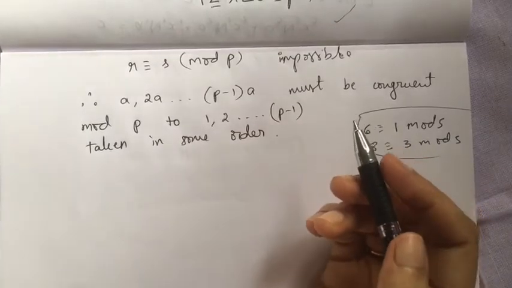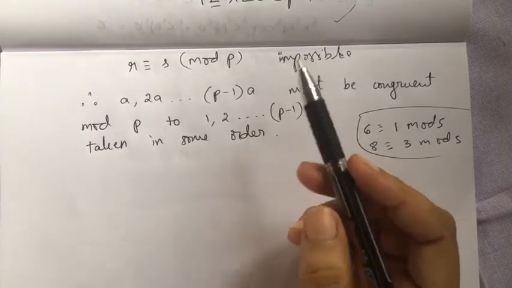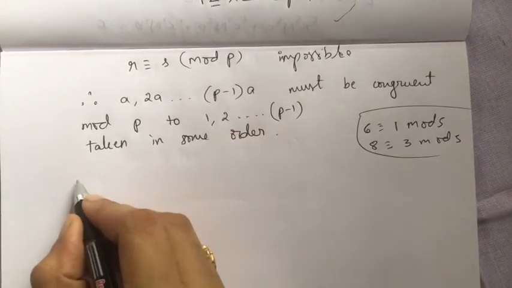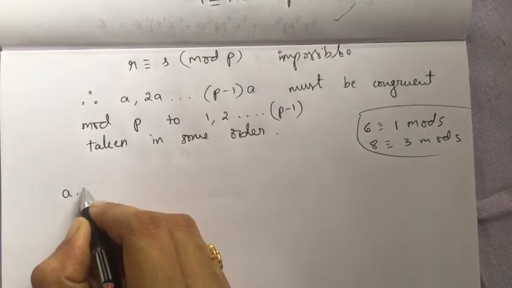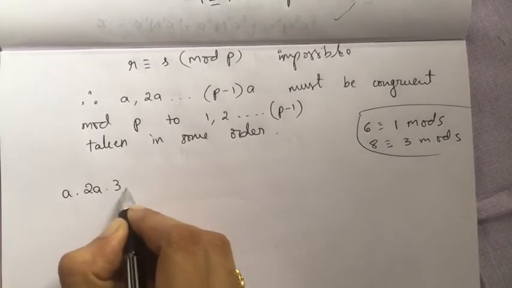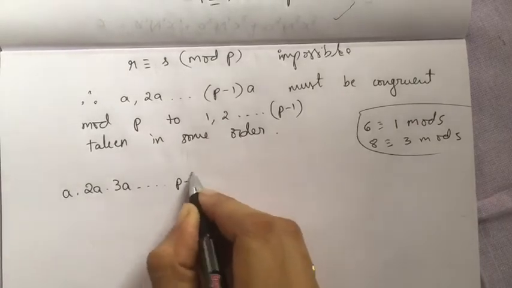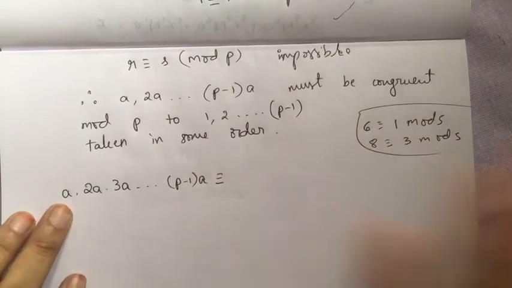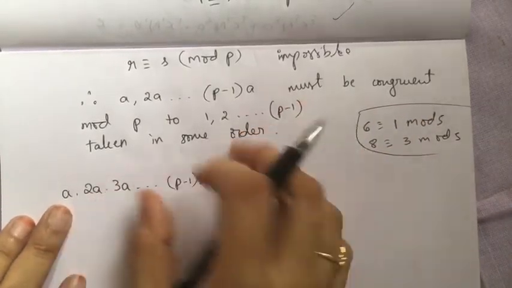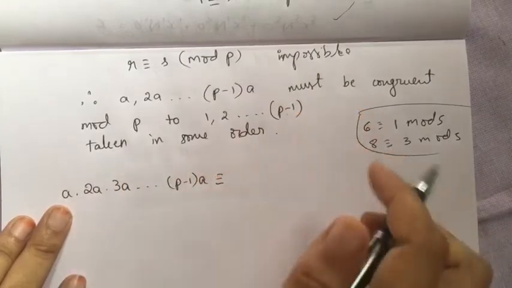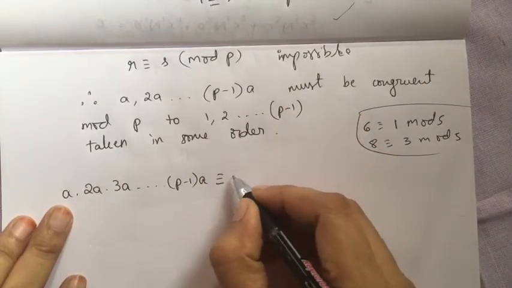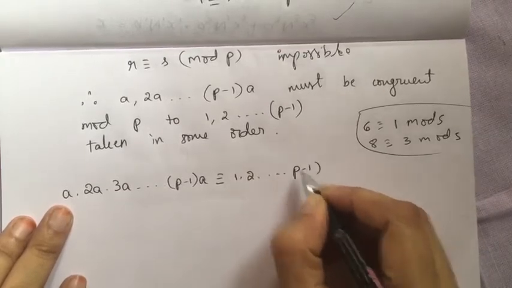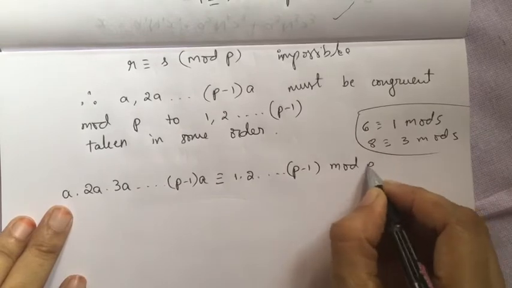Now I'll multiply all these congruences together and take modulo p. So a into 2a into 3a up to (p minus 1)a is congruent to 1 mod p or 2 mod p, I don't know which. I'll multiply all the congruences, and the result comes out to be p minus 1 mod p.